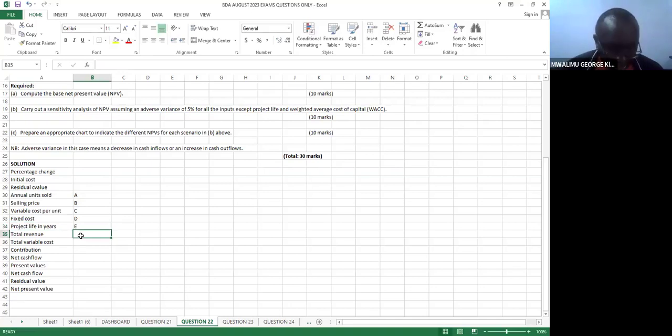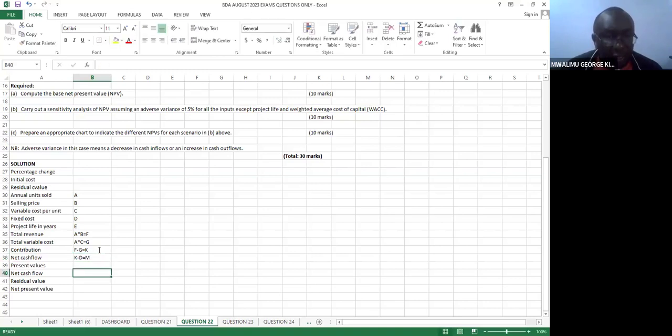Total revenue we shall get as A times B, which should give us a figure we shall call F. Total variable cost is A times C, which shall give us a figure we can call G. Contribution will be F minus G. We can call it K. Net cash flow will be K minus the fixed costs, which is D. We can call it M.